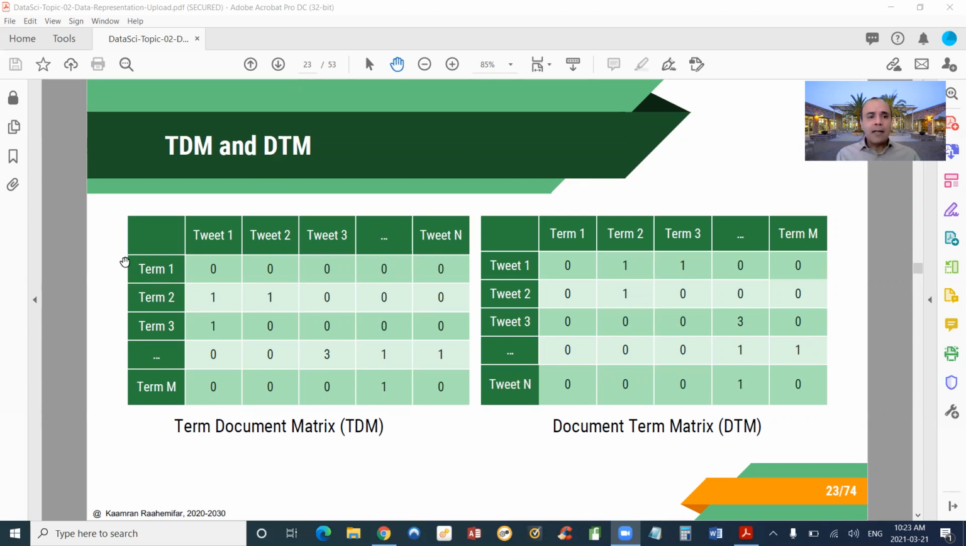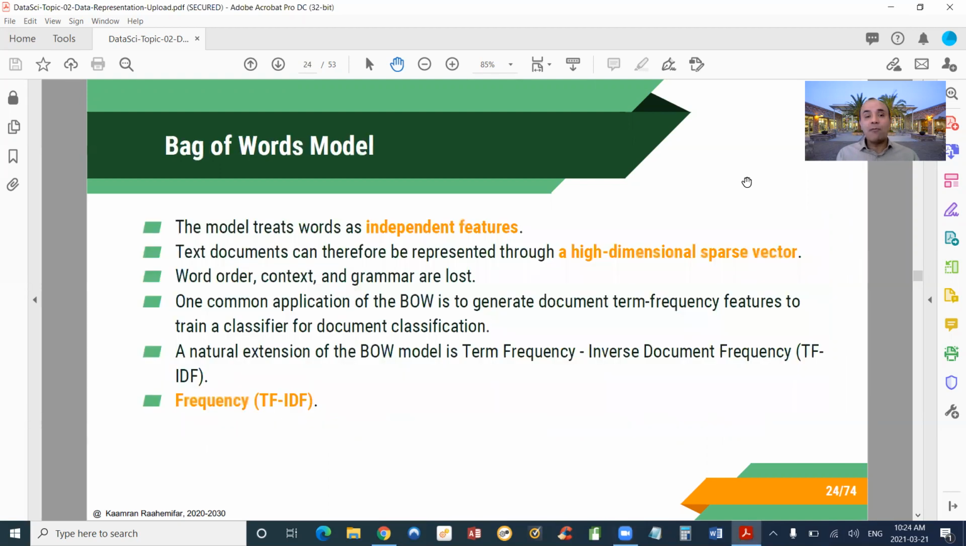That's the intention. Now, tweet 1 has term 2 and term 3. Tweet 2 has term 2 only. Tweet 3 has term K 3 times. So I need you to keep in mind, at this time, we are now counting. So when I say, I love you and I want to make breakfast for you, I have 2 I's and I have 2 U's, and I'm counting. Not only the existence, but also the number of appearances inside.